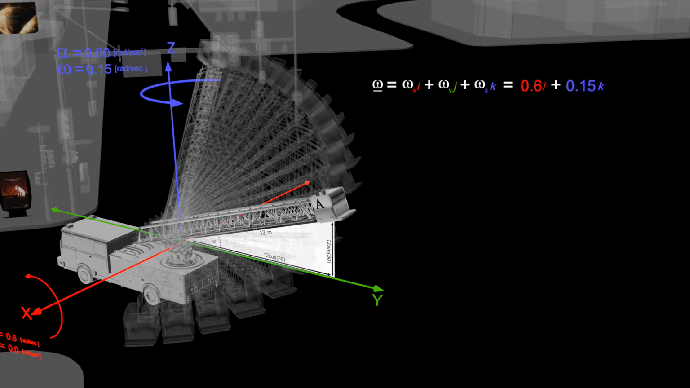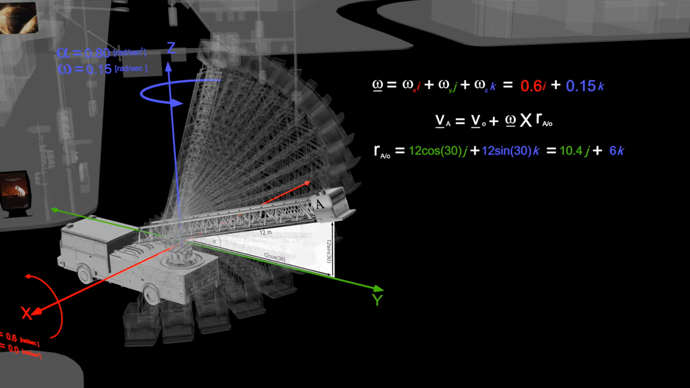Now we start the math part. And let's first build the angular velocity omega vector. Notice that the ladder rotates on the x and z axis, but no rotation on the y axis. Now we get the linear velocity equation for point A. And it will be referred to some zero velocity point. And this point will be the base of the ladder.